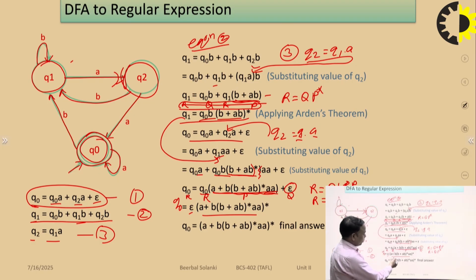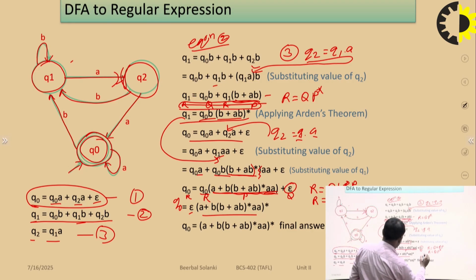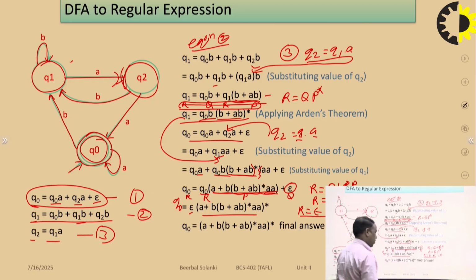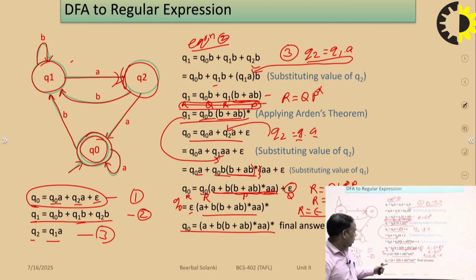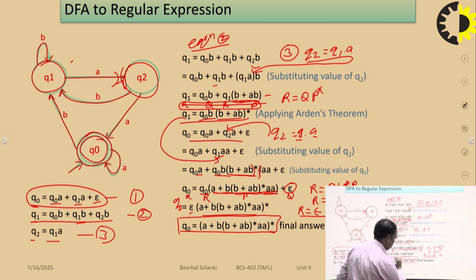Now we can write here, applying the identities, suppose epsilon R equals R, so it can be written as R. So Q naught equal to A plus B bracket B plus AB, this is the closure of that bracket, concatenated with A, and this bracket closure. So this is the final answer for the given DFA.